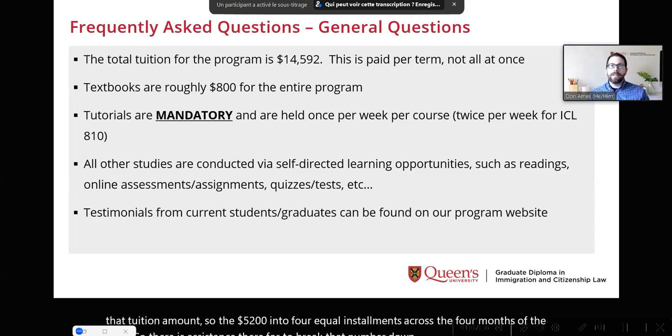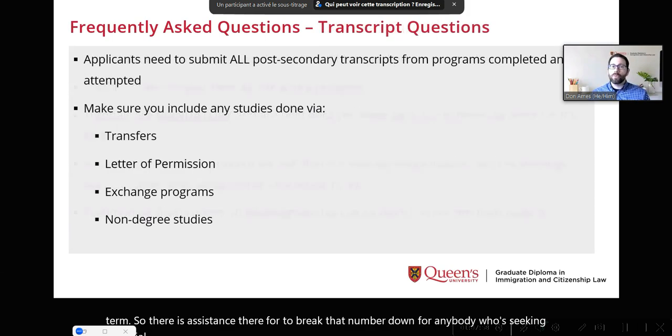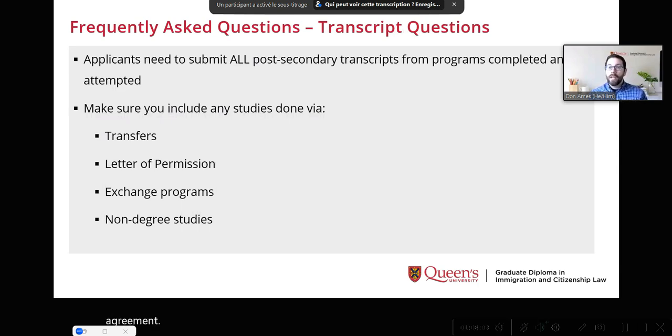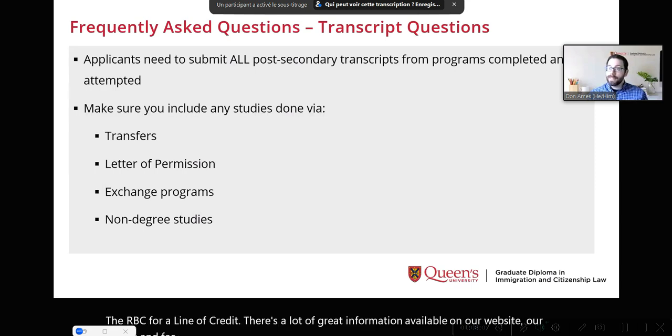For anybody who's seeking financial assistance, as I've already mentioned, we're not OSAP eligible, but we do have an agreement with RBC for a line of credit. There's a lot of great information available on our website, our tuition and financing webpage specifically, about that agreement. You can start reaching out to them now and looking at that option for support moving forward.